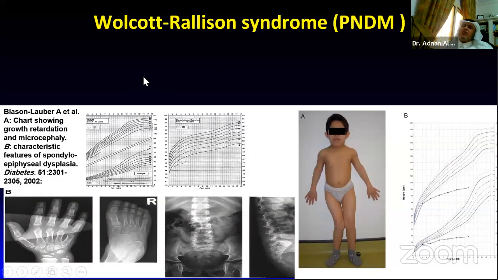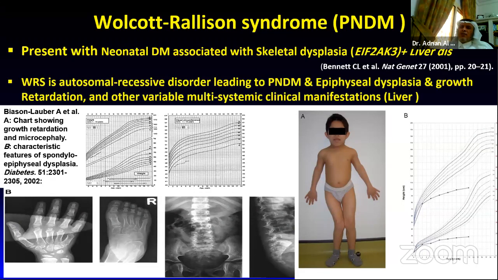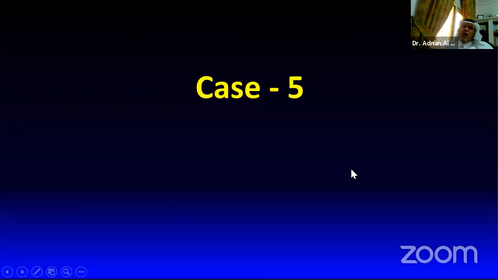The second syndromic case is Wolcott-Rallison syndrome. They have skeletal dysplasia, and then they develop diabetes, and also they get liver disease. They die because of hepatic failure. My patient actually died because of fulminant hepatic failure, part of the disease. The main mutation is in the EIF2AK3 gene, and it is not rare in Saudi Arabia.